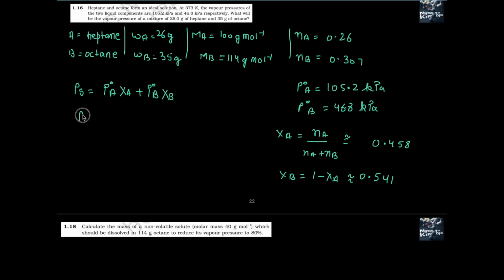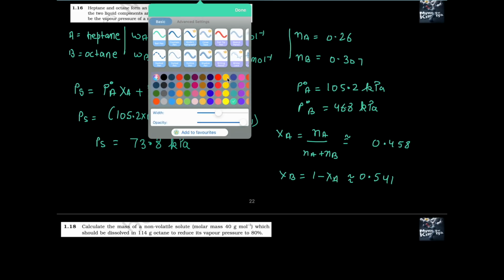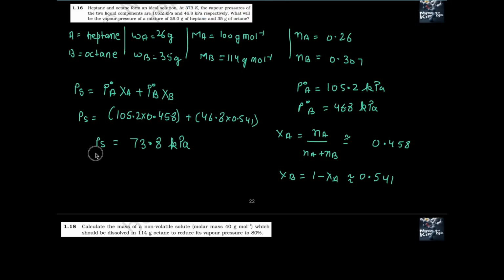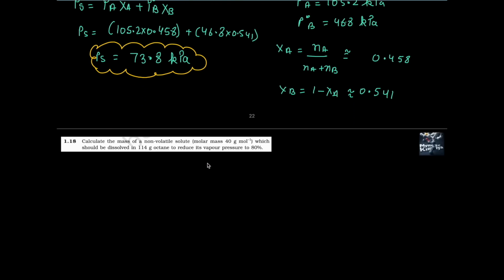Okay, on putting the values, total pressure would be equal to 105.2 into 0.458 plus 46.8 into 0.541. It will give us total pressure approximately 73.8 kilopascal. Okay, so we'll move to the next question of this video.